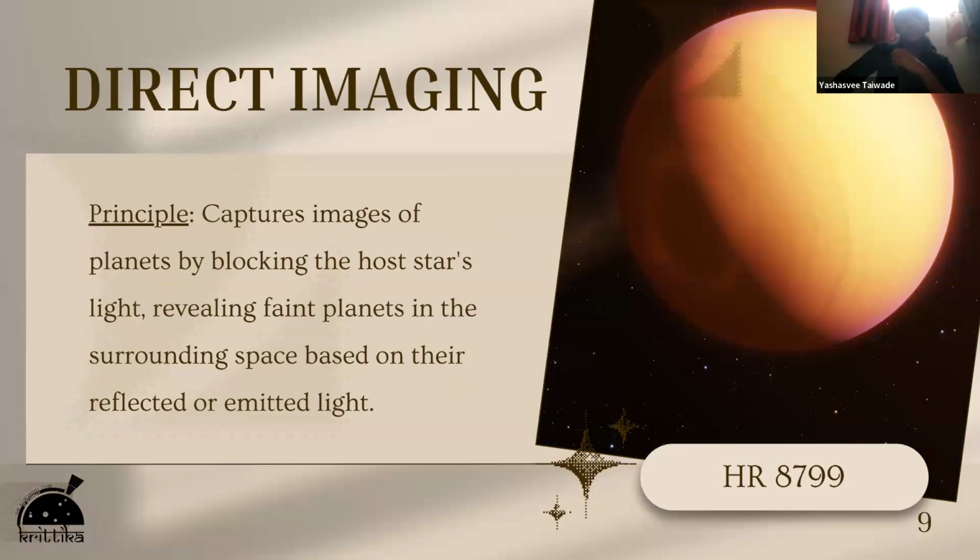Direct imaging is just as the name suggests, it is imaged directly. It captures images of planets by blocking the host star's light, because there is light from the host star, right? So if we want to detect an exoplanet, we need to block that light. It is not entirely blocked, but we try our best to block it as much as we can. This blockage reveals faint planets in the surrounding space based on the reflected or emitted light.